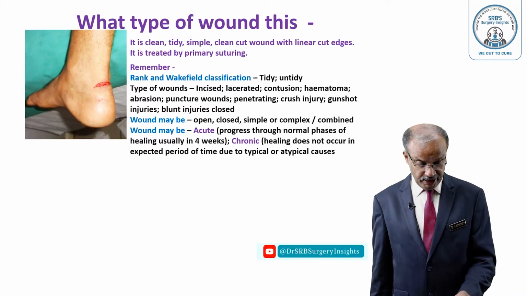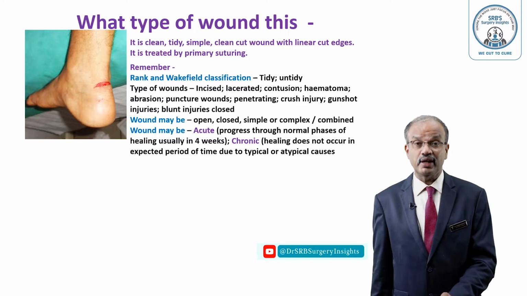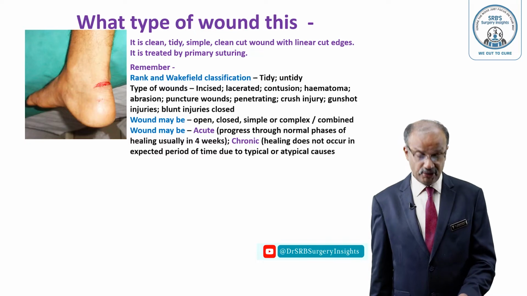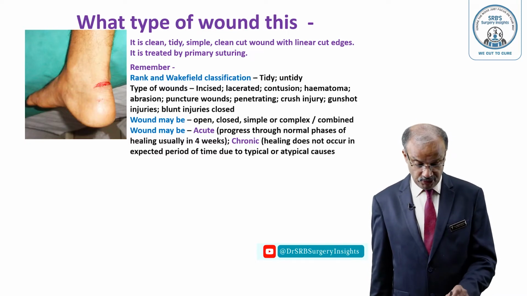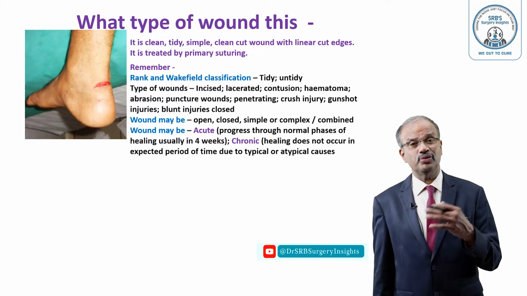Remember all these things: Rank and Wakefield classification, tidy, untidy, types of wounds: incised, lacerated wound, contusion, hematoma, abrasion, puncture wound, penetrating wound, crush injury, gunshot injuries, blunt injuries, closed wounds. Wound may be open, closed, simple, complex, or combined. That is, if bone, soft tissues, vessels are involved.